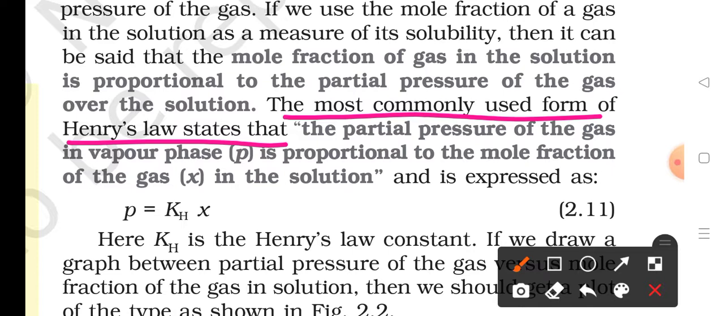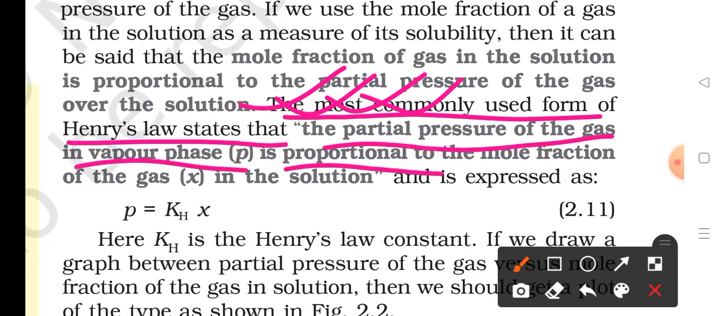So the most commonly used form of Henry law states that, see, we already saw the Henry law statement, but there are two or three statements for Henry law, so you should remember any one, but this is the more efficient one. If you write this in your exam, then it will be better. Here, the partial pressure of the gas in vapor phase is proportional to the mole fraction of the gas in the solution.